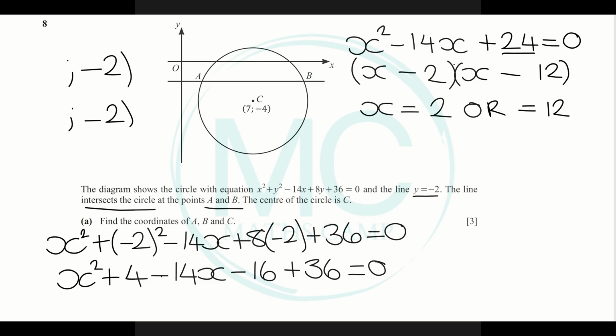Now point A lies closer to the y-axis, which means it has the smaller value of x. So point A has coordinates of 2, negative 2. B lies further away, so its x-coordinate is 12. And we now have the coordinates of A, B, and C.